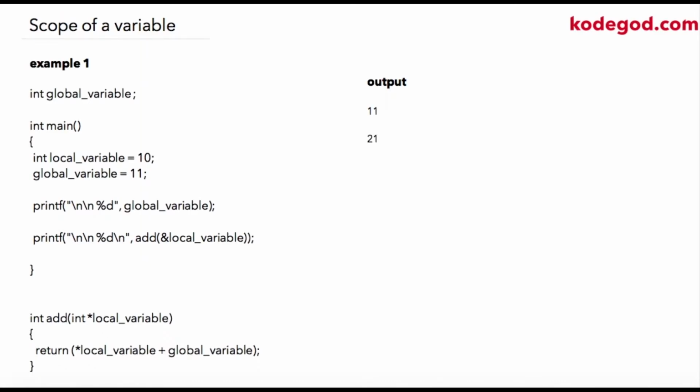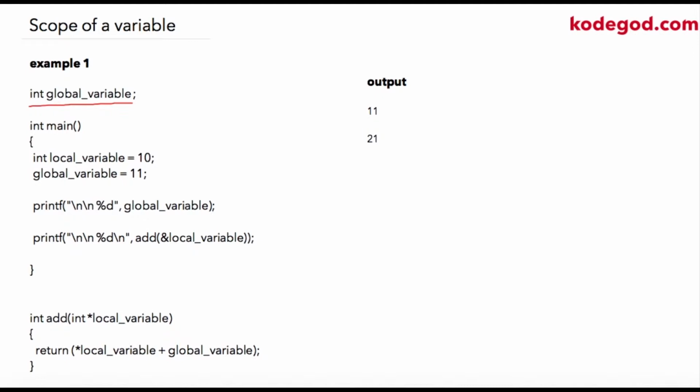In this lecture, we are going to learn about scope of a variable. Let us take an example. In this example, I am declaring a variable outside of your main function. When we declare a variable outside of any scope, that variable is treated as a global variable. So this variable is accessible throughout your code.